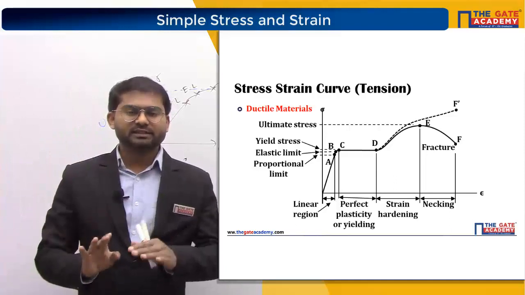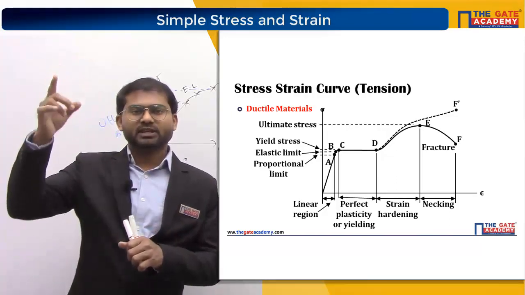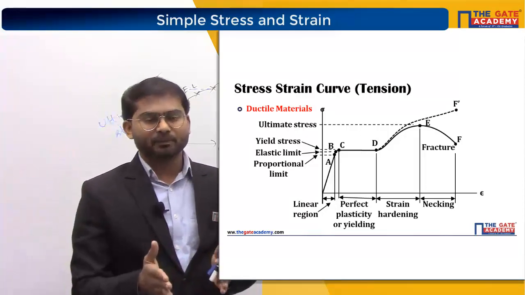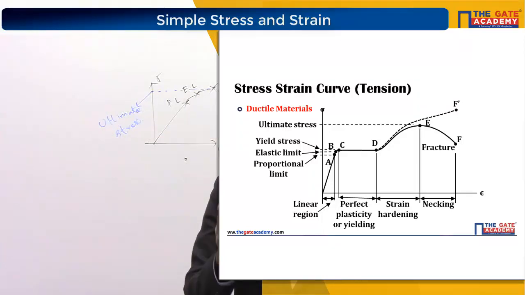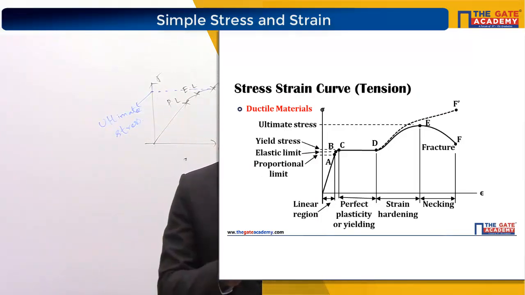The only difference between tension and shear is that we had necking in that region. Here necking is not there. That's the only difference, because necking is a phenomenon that is possible only in simple tension. So it's not in compression or shear. That's why necking is not there. But here also we see the plastic region is there.